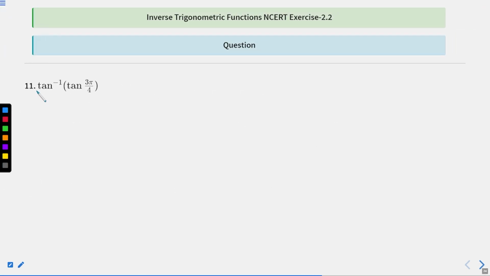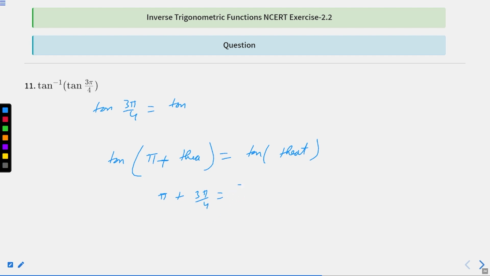Now either you can use the principal value method, or just evaluate directly. It is quite easy. Let me do it by both methods. So tan inverse of tan 3 pi by 4 is what? First of all, tan of (pi minus theta) is equal to minus tan of theta. If you recall, tan of (pi plus theta) is equal to tan of theta. If you do pi plus theta, that is pi plus 3 pi by 4, you will get 7 pi by 4. So I cannot evaluate this term, so I am not going to use this.